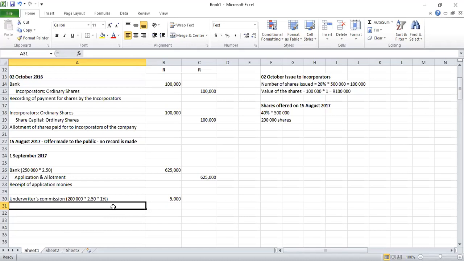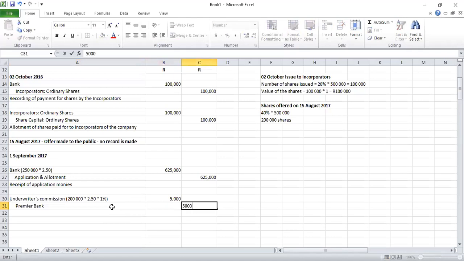Then we credit the name of the company, that is Premier Bank. It's a liability because we have not yet paid them. Accounting for underwriters commission. So that's what will happen on that 1 September.